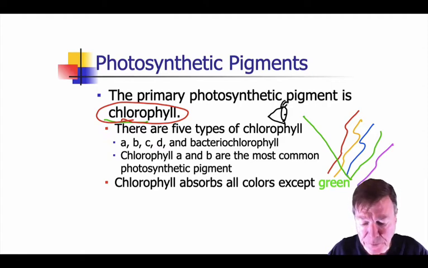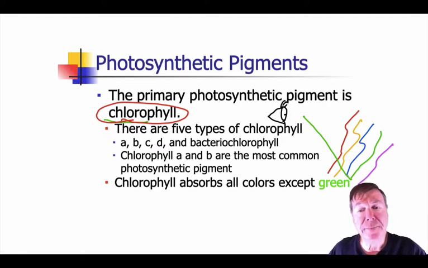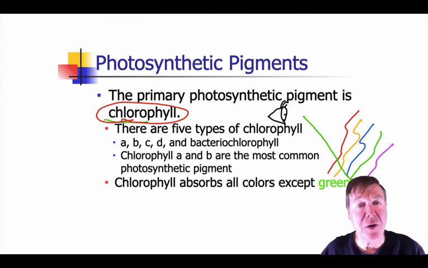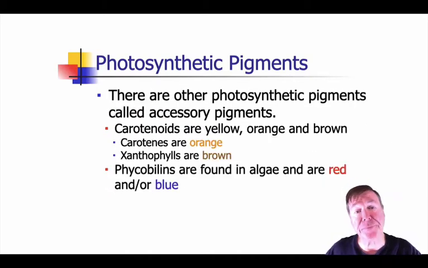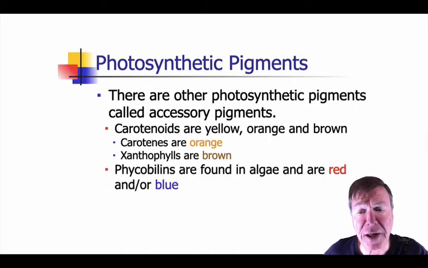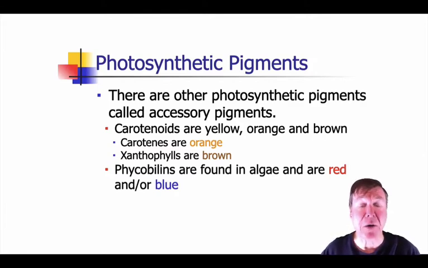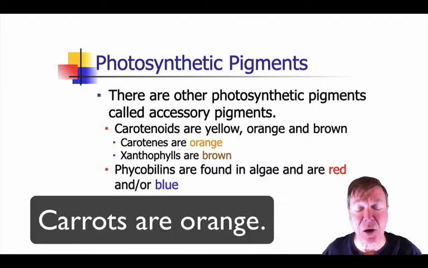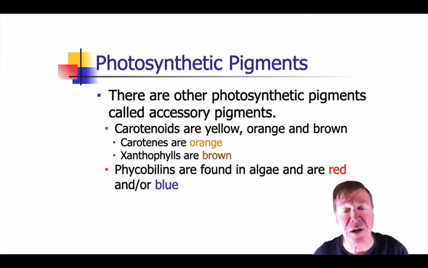That's an eye. And you see the plant is green. So whatever color you're seeing is the one that's being reflected. So what's being absorbed in the plant? Everything but green. There are other photosynthetic pigments. Carotenoids are yellow, orange or brown. Carotenes are orange. Xanthophylls are brown. Phycobilins are found in algae and are red or blue.